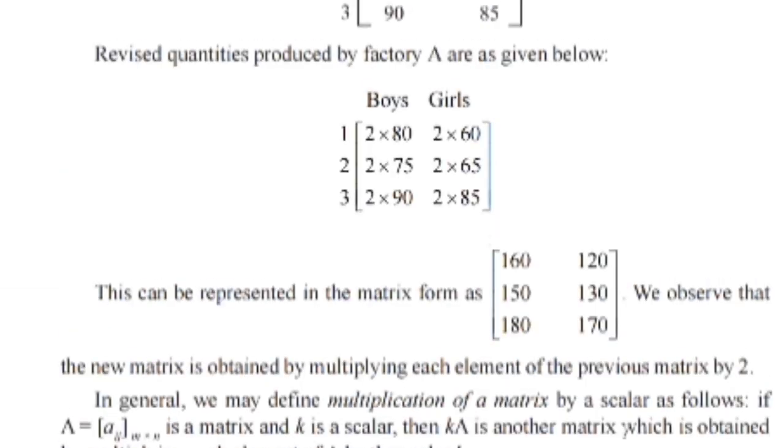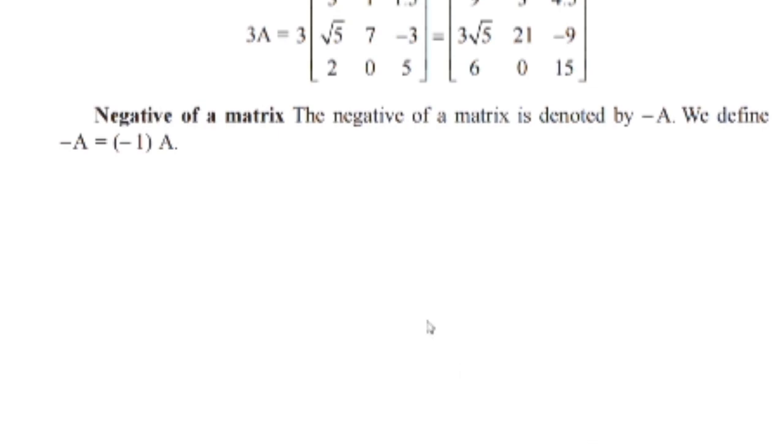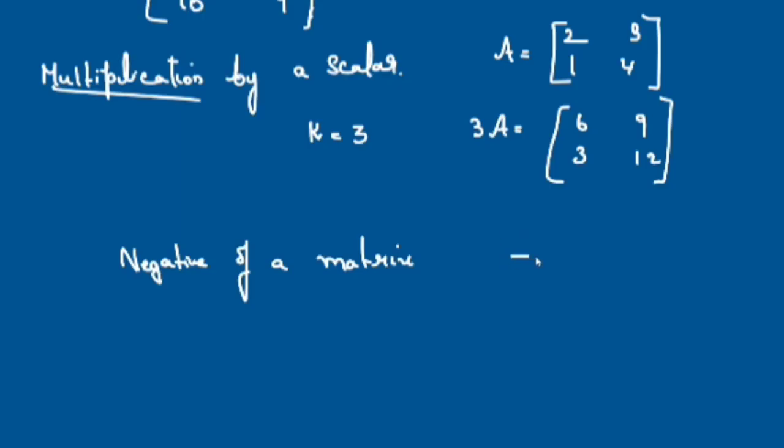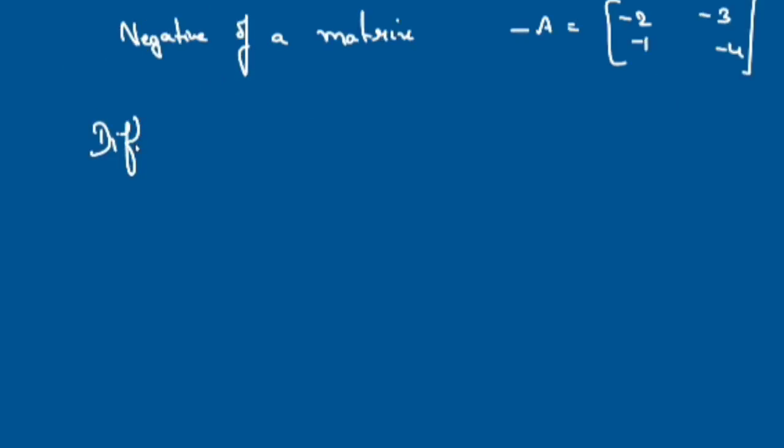Next is negative of a matrix. So negative of a matrix is minus A. So if I want to find minus A, it will be minus 2, take the sign of all the elements. So minus 2, minus 3, minus 1, minus 4. This is called the negative of a matrix. The difference of two matrices, you have to find the negative of the second matrix and then add.